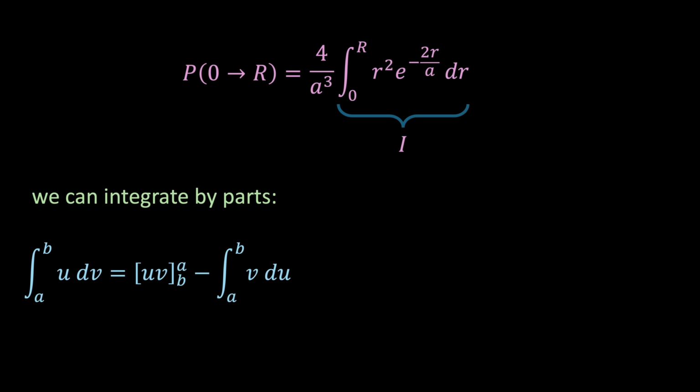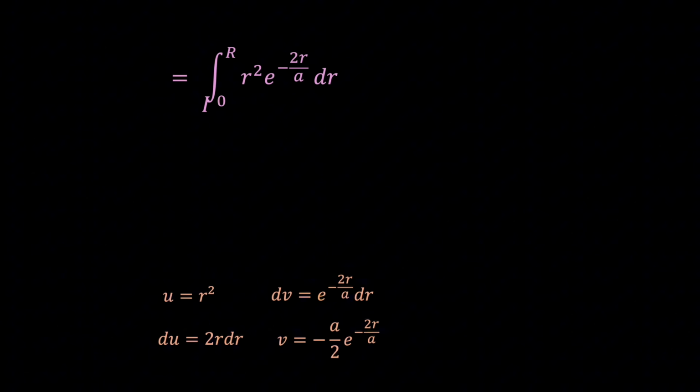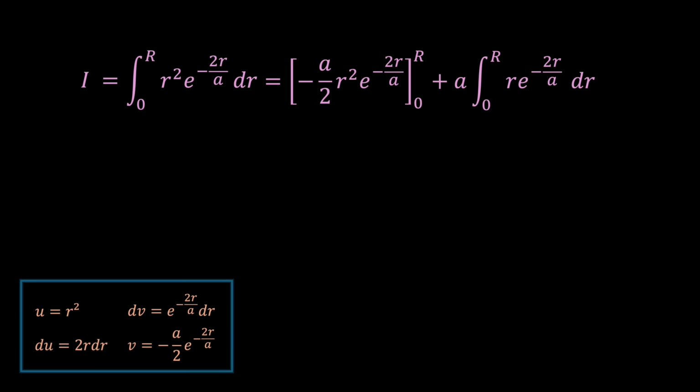In our case, we set u equal to r squared and dv equal to e to the minus 2r over a dr, which immediately gives us du equals 2r dr and v equals minus a over 2 e to the minus 2r over a. If we then integrate by parts, we arrive at the following purple expression. After substituting the limits, this becomes the following blue expression. Notice that with just one integration by parts, we've already reduced the powers of r in the integral.